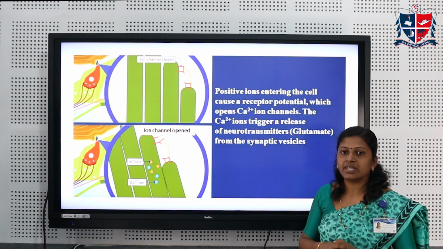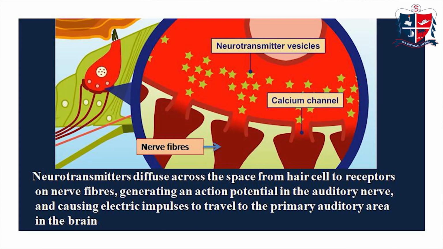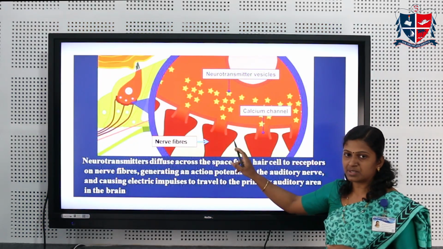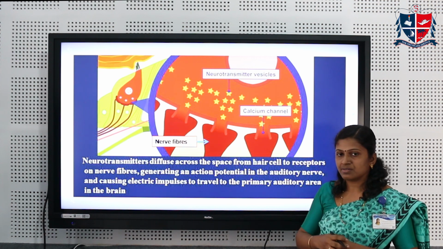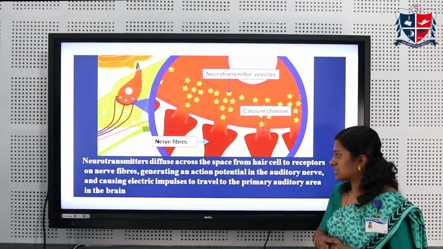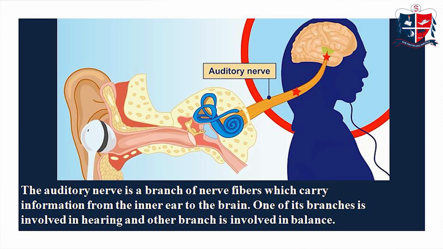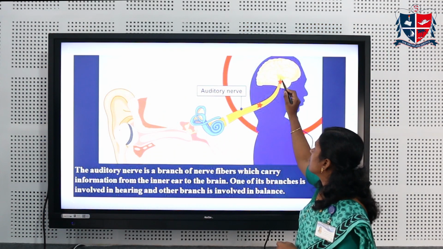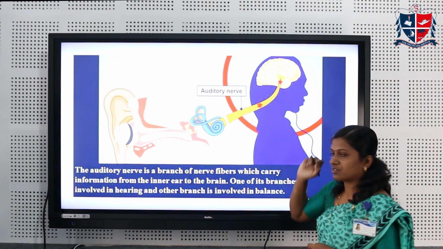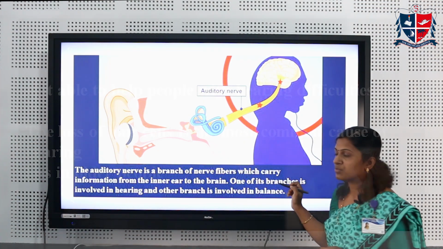Here, glutamate is the neurotransmitter, which is stored in the synaptic vesicles. The neurotransmitters diffuse across the space from the hair cells to the receptors on the nerve fibers, creating an electric action potential in the auditory nerve. These electric impulses travel to the primary auditory area in the brain. The auditory nerve is a nerve fiber which carries the information from the inner ear to the primary auditory area in the cerebral cortex of the brain. It has two branches involved in hearing and one involved in body balance.